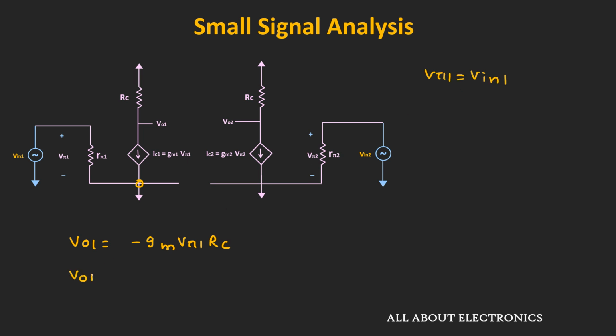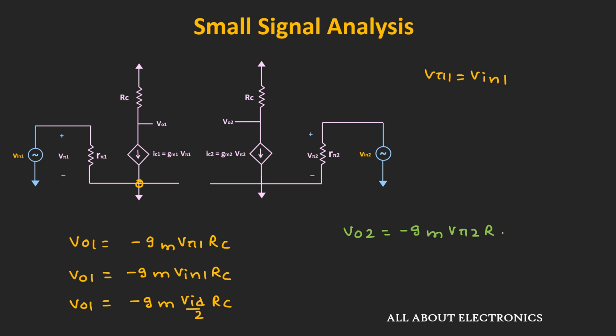That means VO1 is equal to minus gm times Vin1 times RC. And this Vin1 is equal to VID divided by 2. That means VO1 is equal to minus gm times VID divided by 2 times RC. Similarly, this VO2 is equal to minus gm times Vpi2 times RC.